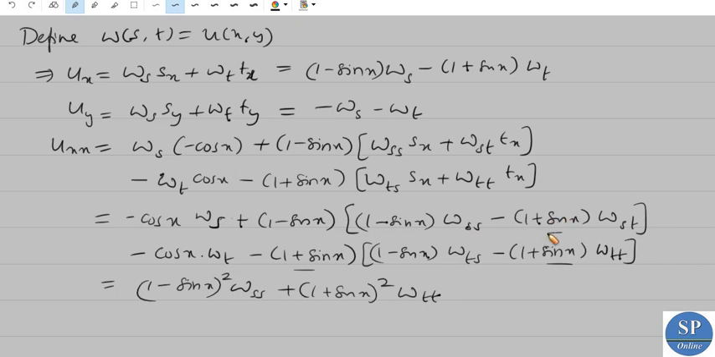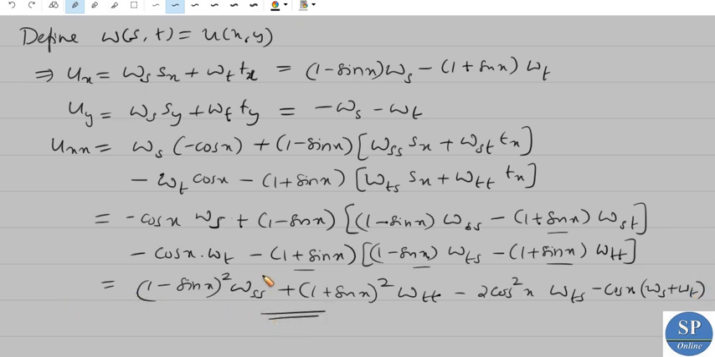Now we have this term and this term, so here is 1 minus sin x into 1 minus sin x into 1 plus sin x, so 1 square minus sin square is cos square, so negative cos square. Here also 1 plus sin x into 1 minus sin x, here also negative cos square, right? So minus 2 cos square into wts, and also we have this term, so minus cos x into ws plus wt.